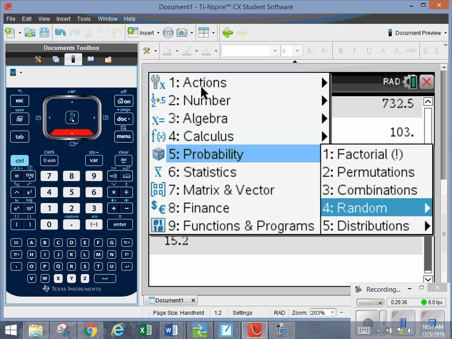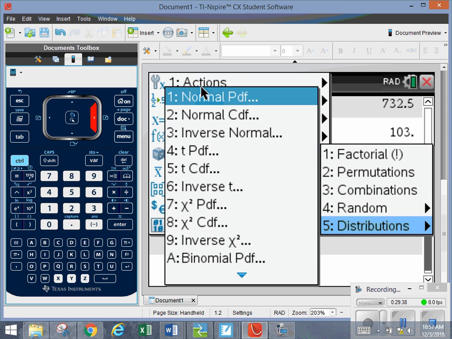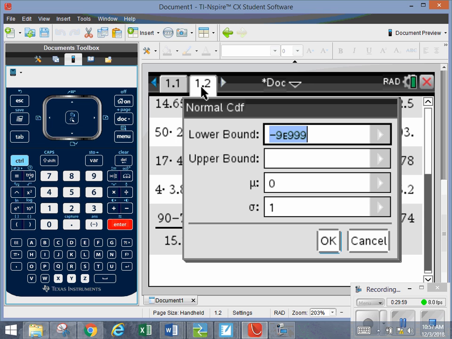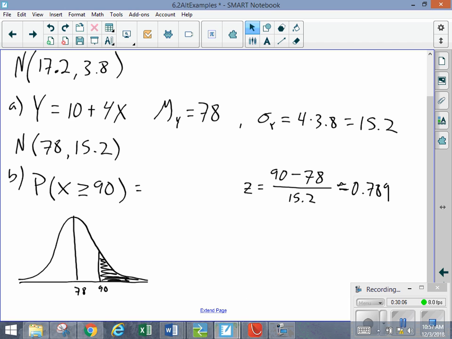So we go to distributions, and we want normal CDF. We were doing all this before, but we weren't talking about it in terms of probabilities. We were looking at proportions, the proportion of people that are above or below this. So our lower bound, and we're getting this information from this picture, is 90. Our upper bound is infinity.